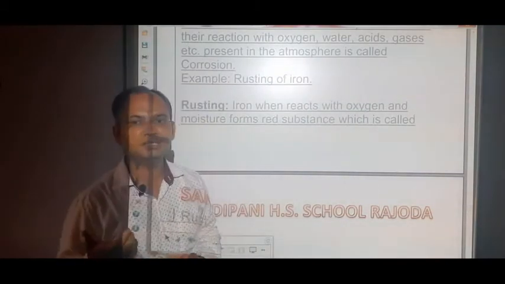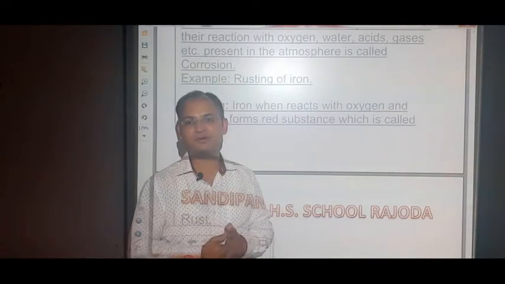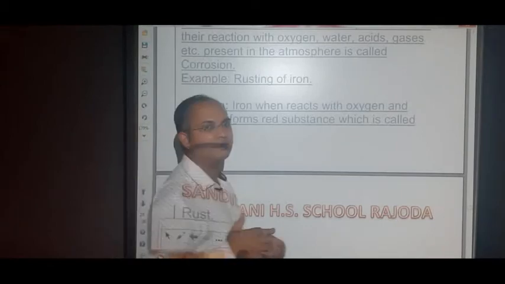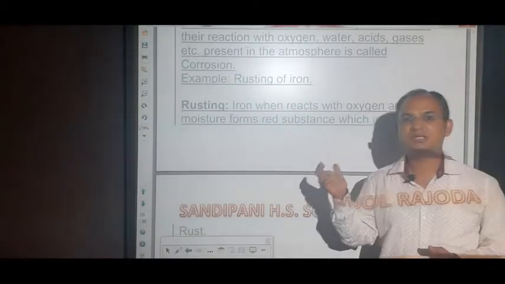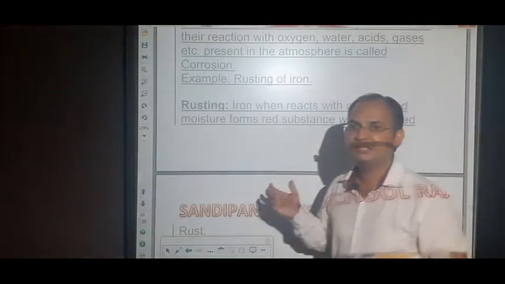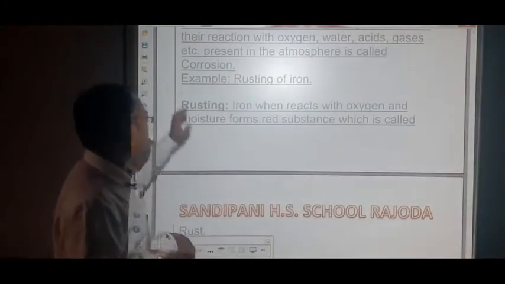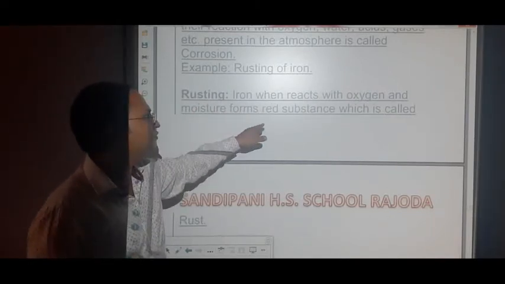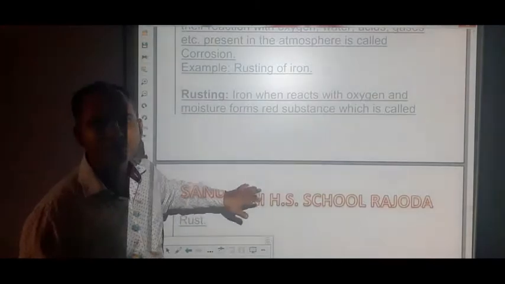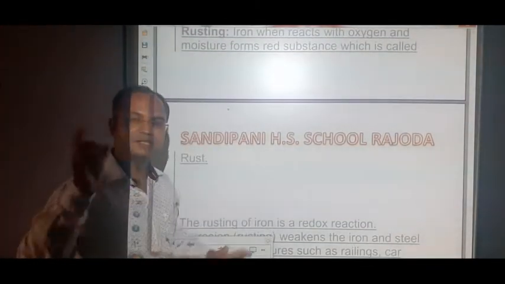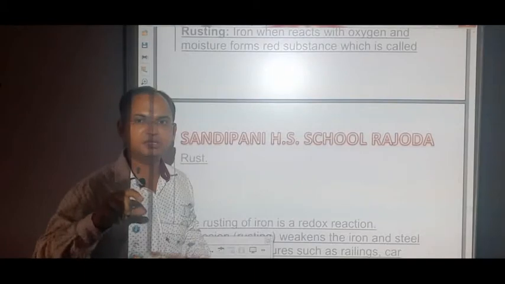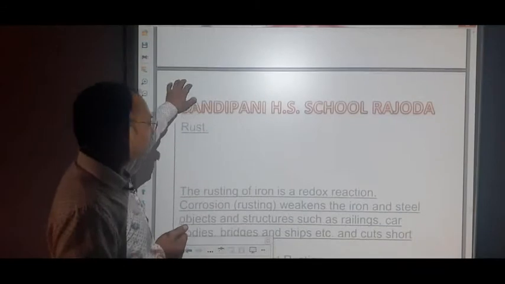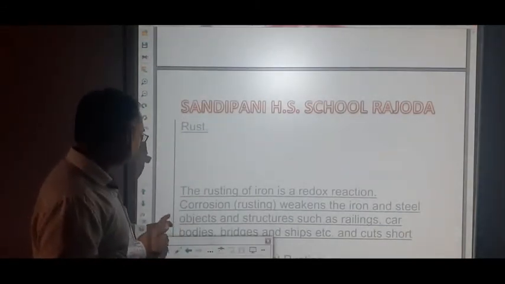So students, let's see chemically how that rust is formed. That rust is nothing but the product of the reaction of iron with water and oxygen. So let's see which type of reaction takes place. In rusting, iron reacts with oxygen and moisture to form a red substance which is called rust. The reaction of iron with oxygen and moisture, that means water. So let's see its chemical reaction, how it takes place.